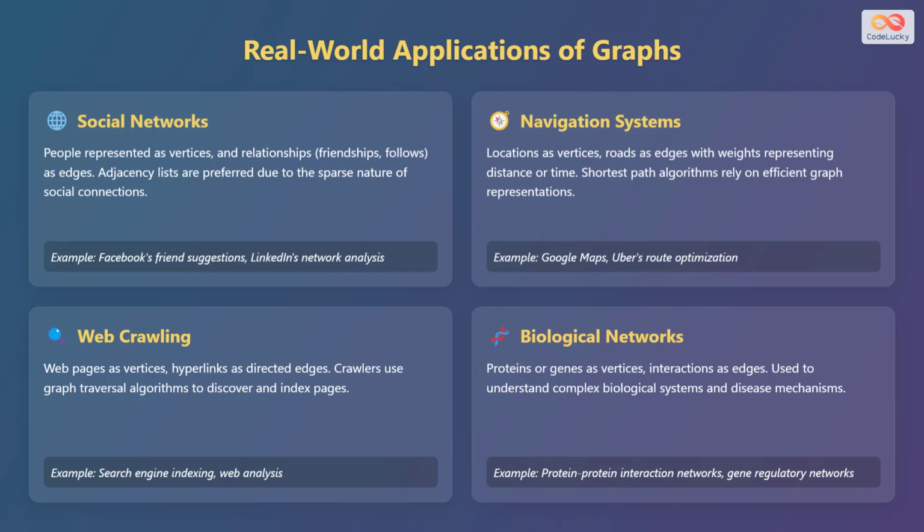Web crawling involves web pages as vertices and hyperlinks as directed edges. Crawlers use graph traversal algorithms to discover and index pages, which is used in search engine indexing and web analysis. Biological networks represent proteins or genes as vertices and interactions as edges. These are used to understand complex biological systems and disease mechanisms, such as protein-protein interaction networks and gene regulatory networks.